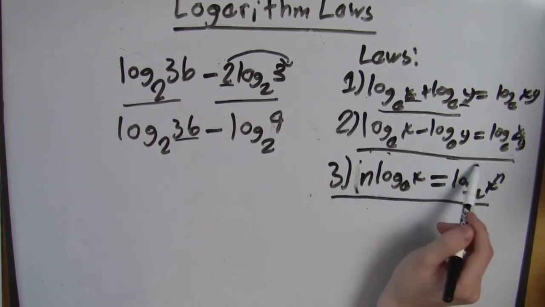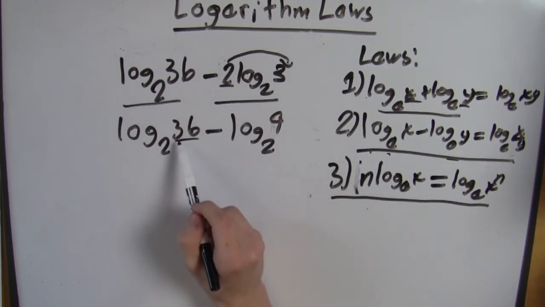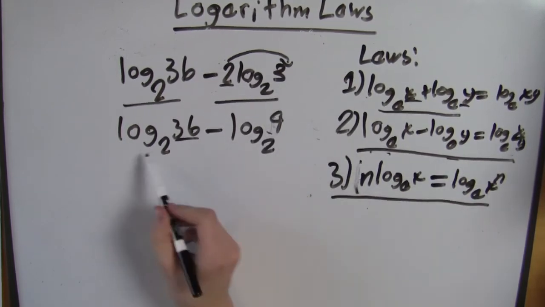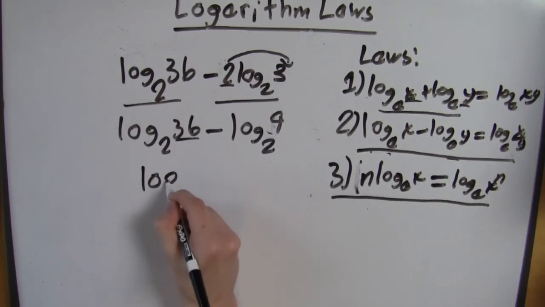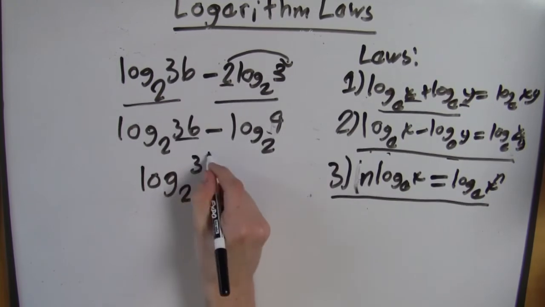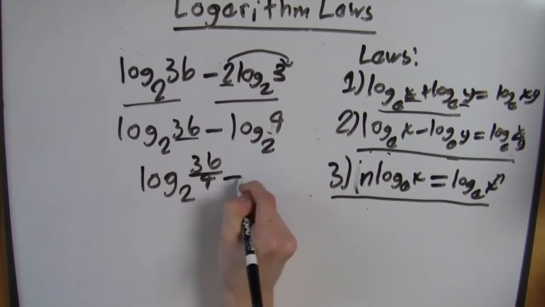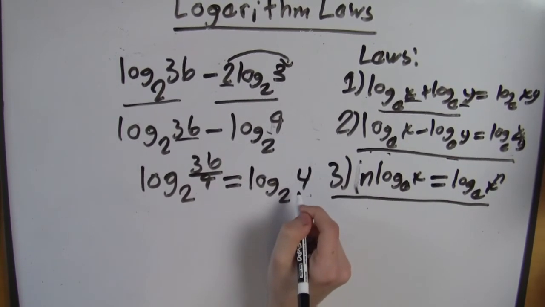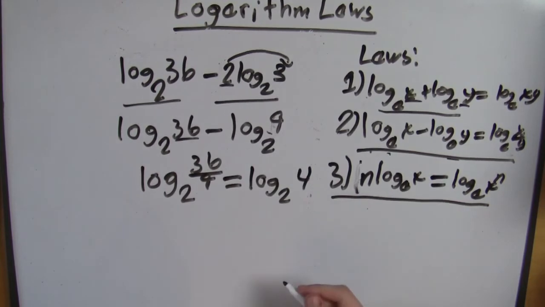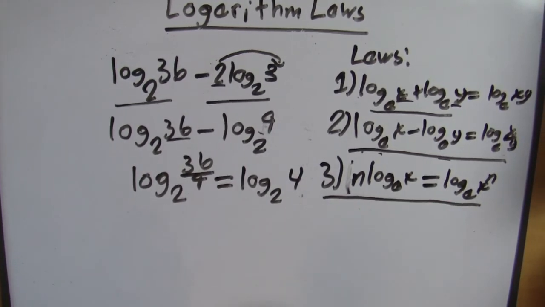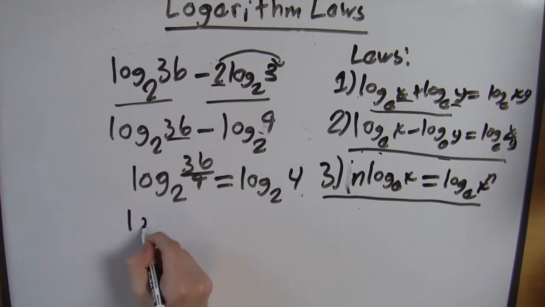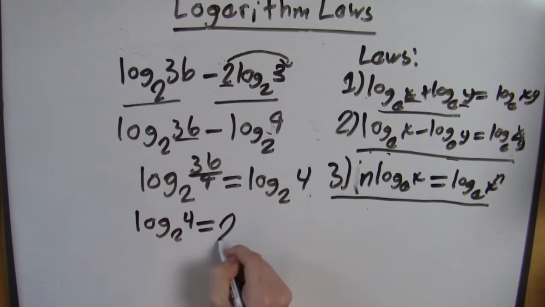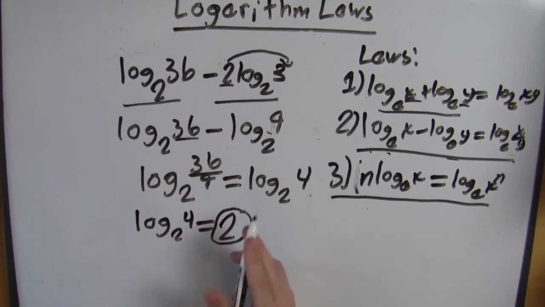Well, that looks like a subtraction problem. So that means I could take 36 and divide it by 9 and get it all in one logarithm. So I'll rewrite it this way: log base 2 of 36 divided by 9. I'll simplify and I get log base 2 of 4. How many times do I have to multiply by 2, do I have to double to get 4? Well, the answer is 2, right? If I square 2, I get 4. So my answer to this entire problem is 2.